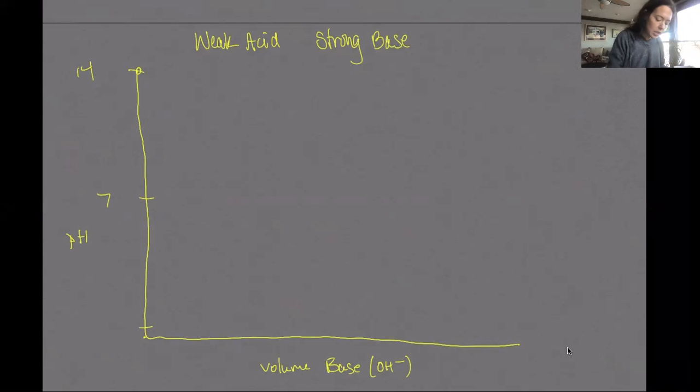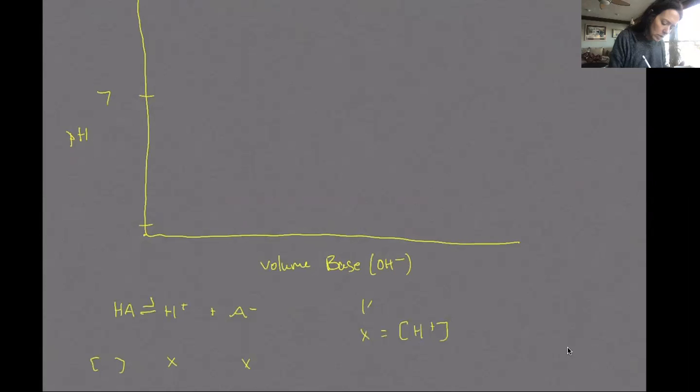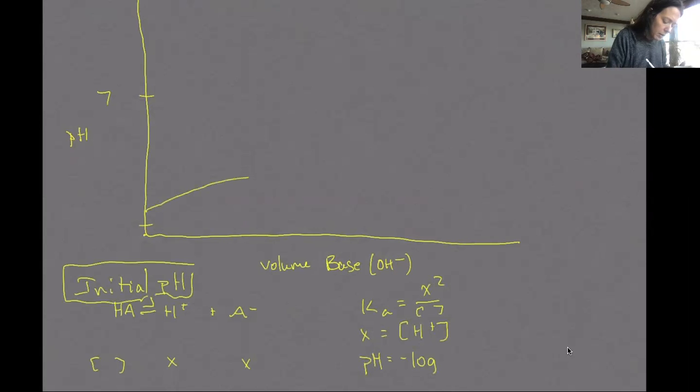Now, yes, we'll start below. The pH initially is just determined by your equilibrium expression. We've already talked about that, right? This is going to be X over the concentration, where X equals H. So we use Ka equals X squared over the concentration. And then the pH equals the negative log of H. So that will be our initial pH, okay? And that's how we would get that.